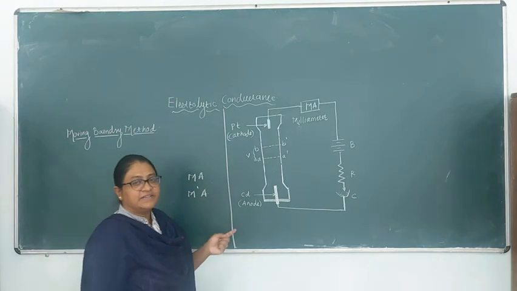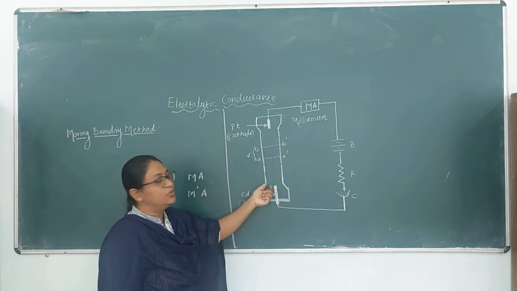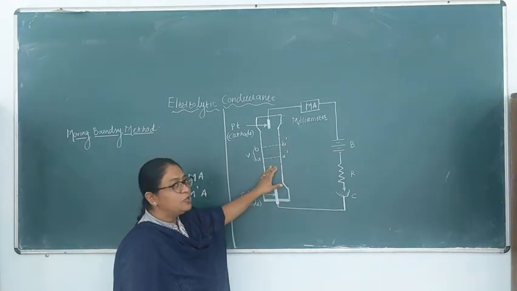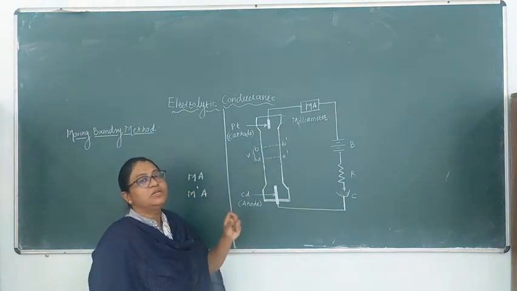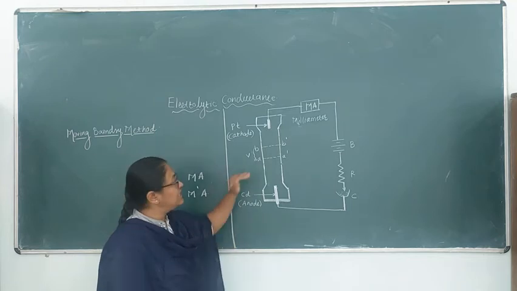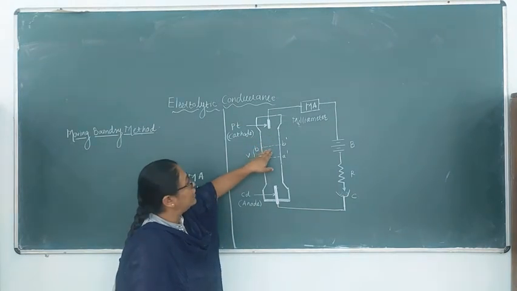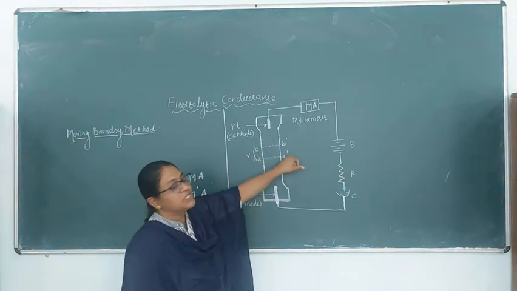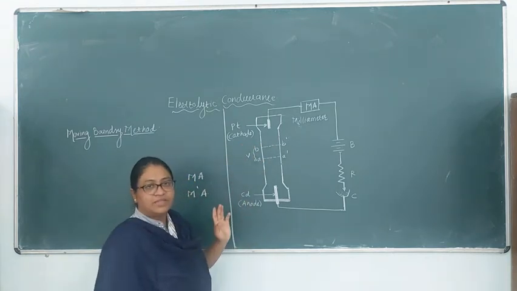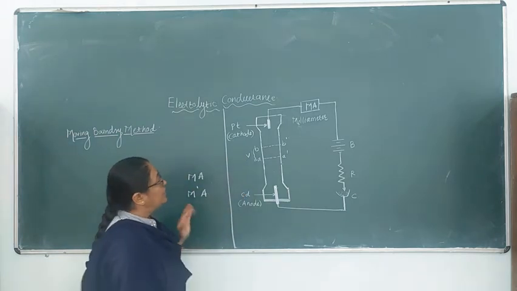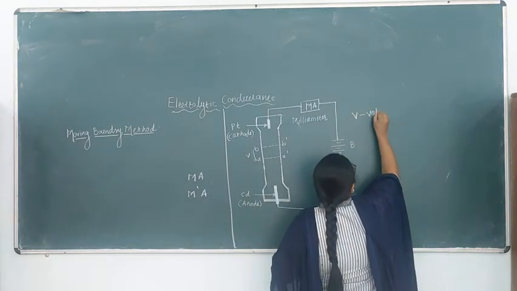When we pass the current, the cations in the vicinity of the anode migrate towards the cathode, and due to this migration, the boundary between the two solutions is swept. That means it is disturbed and lifted upward, and a new boundary is formed as B to B dash. Therefore, let the volume swept by the boundary be V. This is the volume. Now, V is the volume swept by the boundary.